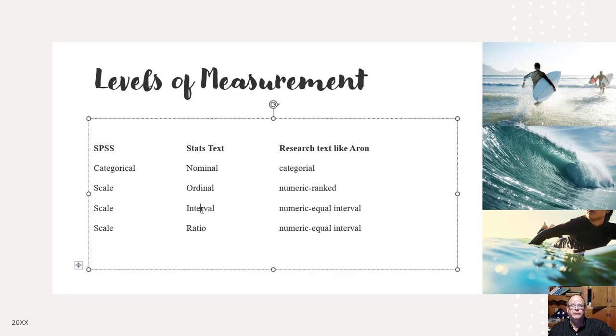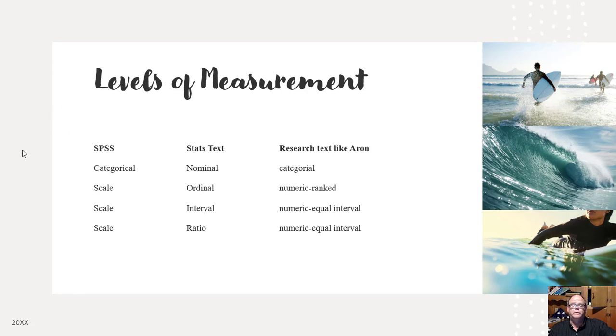The next category is interval. We're getting a little bit more useful here. This is a little bit unusual kind of data. Standard examples would be calendar dates or temperature data in either Celsius or Fahrenheit. You can do most of the things that you want to do, but division doesn't really work. I mean, you can divide the numbers, but it doesn't mean anything with this kind of data. All right. Our Aaron text is going to call this numeric equal interval, and SPSS again is going to call it scale.